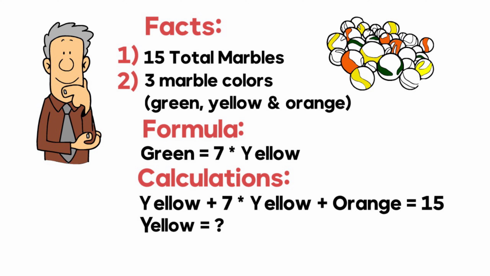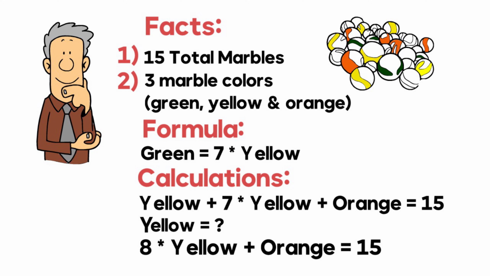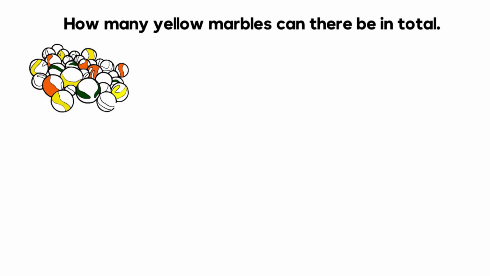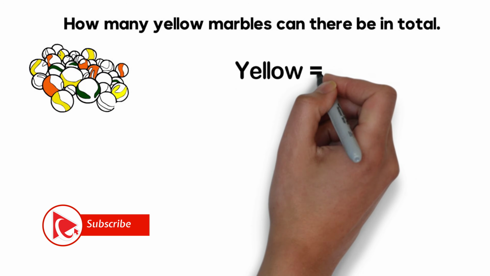Our ability to solve this challenge is based off of the fact that there is a very small number of total marbles. If we can optimize this formula and simplify it, we can come up with the formula that 8 yellow marbles plus however many orange marbles equals 15. So the question is, how many yellow marbles can there be in total? Can there be 2 yellow marbles?